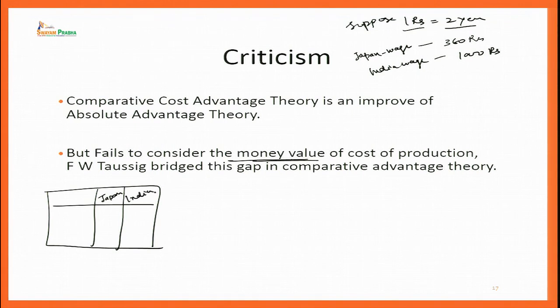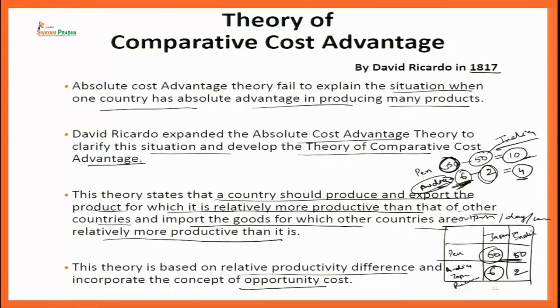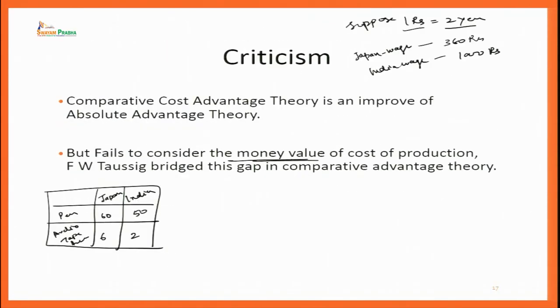Japan, India, and this is the slab for pen production and audio tape recorders they are producing. They are making production here 60, and they are making production 6, 50 and they are producing 2, right? These were the figures taken here itself, and now I am taking the same figures here. So, let us now consider the cost of producing the pen in Japan, how much it is going to cost you.